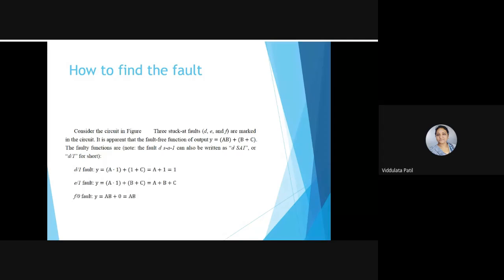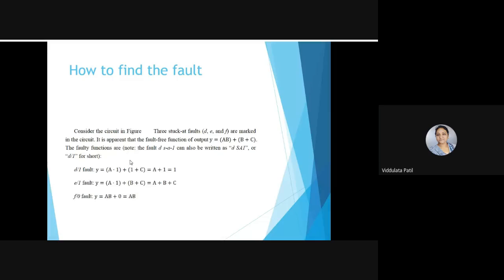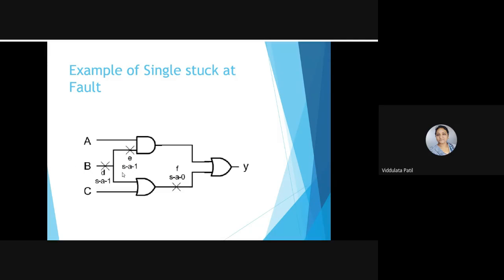Now, suppose E is stuck at 1. What will happen? As E is stuck at 1, whatever the B input is, this input terminal of the AND gate will be logic high. So the output of this AND gate will be equal to A, while the OR gate output will be B plus C. That is why Y will be equal to A plus B plus C. Actually, it should work as AB plus B plus C, but now it will work as A plus B plus C.